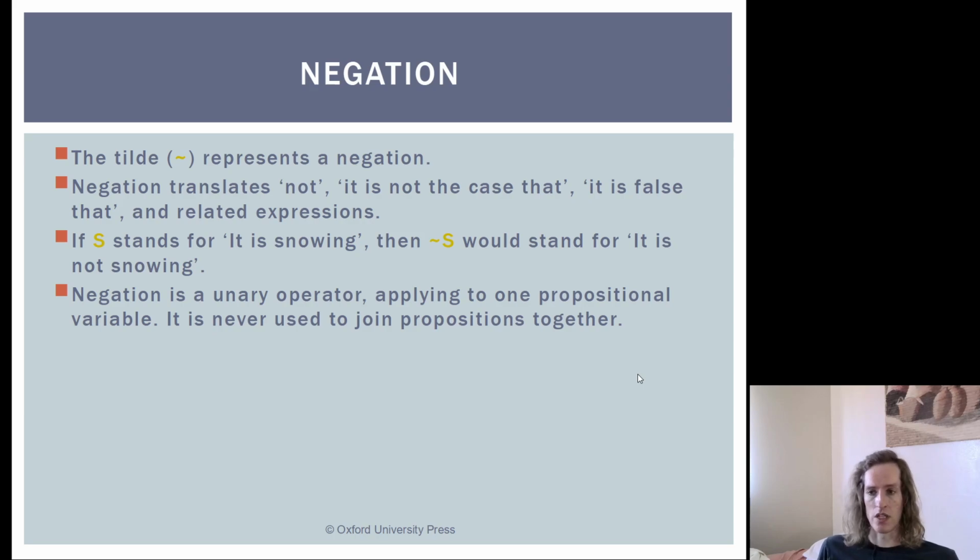So negation is unique in that it is a unary operator. It applies to one propositional variable. It doesn't connect propositions together. All of the other operators that we have are going to connect different propositions in different ways, but the negation just applies to one thing. I can have S for it is snowing, and I can have not S, which means it is not the case that it is snowing.